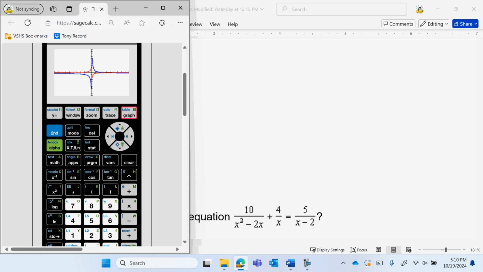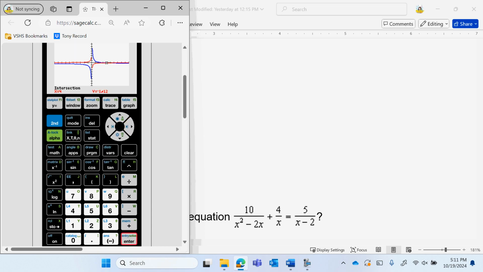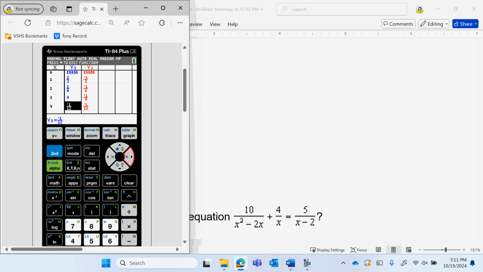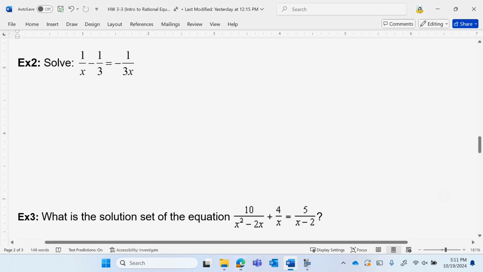But on the right-hand side, it does look like the blue and the red lines are intersecting. If you do second trace intersect, you can scroll over to about where they intersect. You can hit enter 3 times and you'll get an intersection of 4. You can go to the table and see that at x equals 4, the y values are the same. I don't really see any other points of intersection, so I think that my answer is going to be 4.